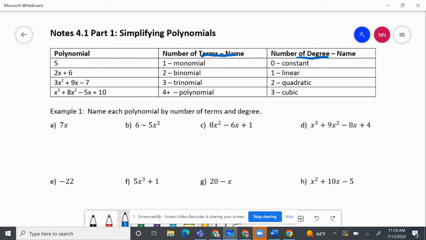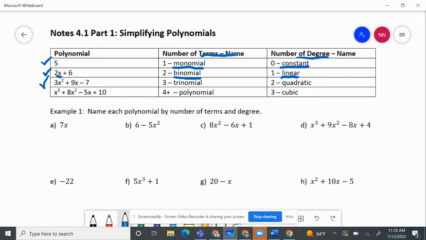So the different terms, what we have is just an example with 5. That would be considered a monomial because it's one term, and it's considered a constant because there's no variable. For the next one, this is considered a binomial. Binomial means 2 terms, just like a bicycle has 2 wheels. And this is considered a linear because it has an x.